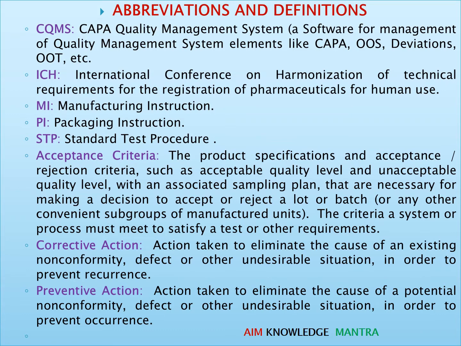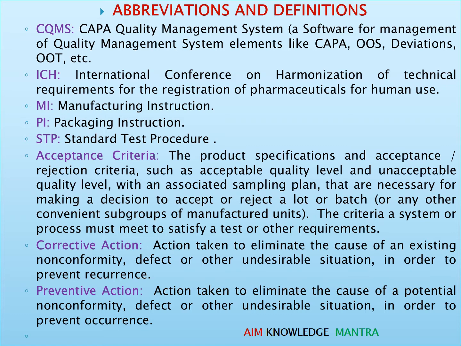Abbreviations and definitions. CQMS, CAPA Quality Management System, a software for management of quality management system elements like CAPA, OOS, deviations, OOT, etc. ICH, International Conference on Harmonization of Technical Requirements for the Registration of Pharmaceuticals for Human Use. MI, Manufacturing Instruction. PI, Packaging Instruction.